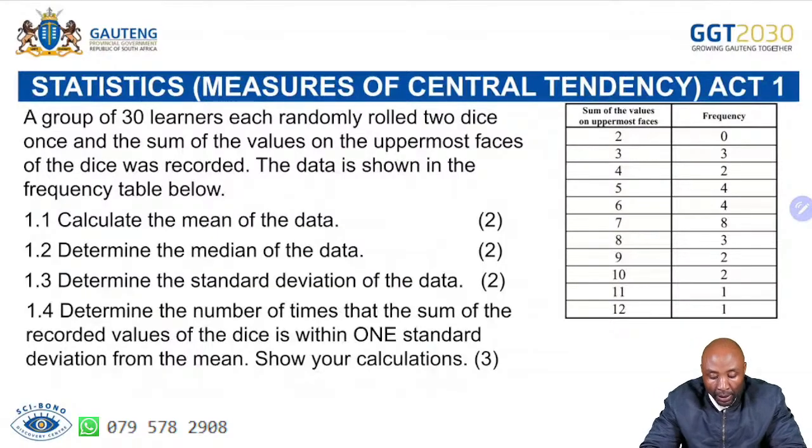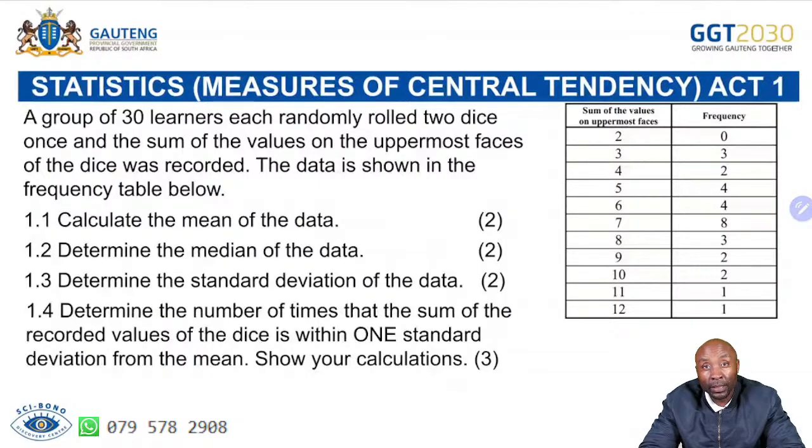Now we are given a group of 30 learners, each randomly rolled 2 dice once, and the sum of the values on the uppermost faces of the dice was recorded. The data is shown in the frequency table on the side. It means the sum of the 2 dice was 2, 3, 4, 5, 6, 7, 8, 9, 10. Now, calculate the mean for the data.